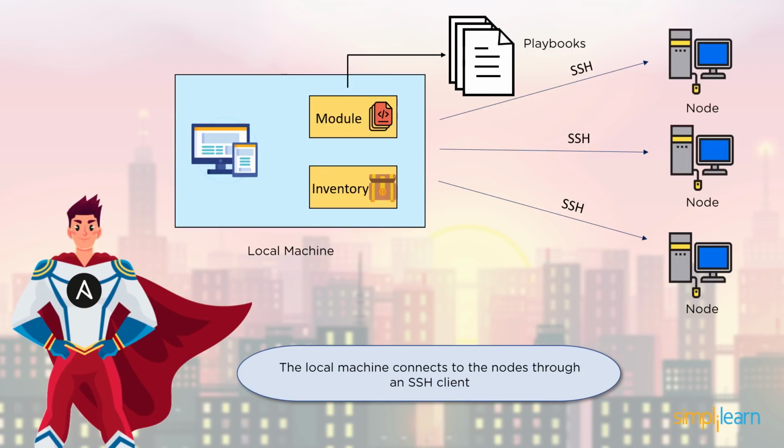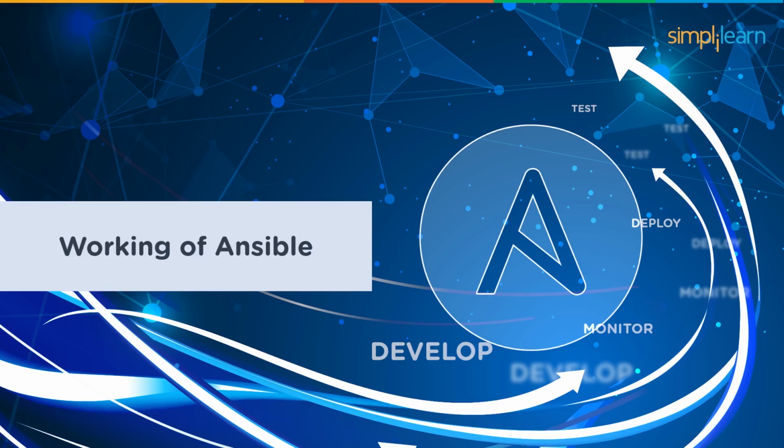So of course, the local machine needs to communicate with the client. And how is this done? This is done through SSH. SSH is your secure shell, which basically provides a protected communication in an unprotected environment. Okay, so we saw the various components of Ansible.